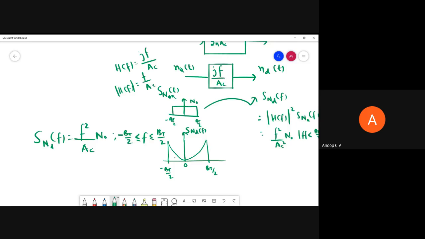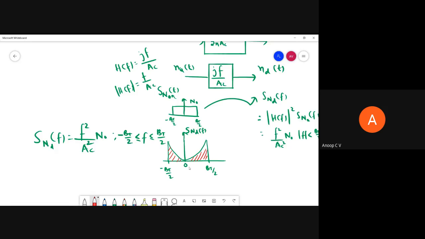If you want to try, you can try it out in GeoGebra or in MATLAB to see whether you are getting this. Just F square, and not by, so it should be AC square, right? So this is the noise spectral density. Now what is the noise power? Noise power will be the area under this, but that's not it, right?